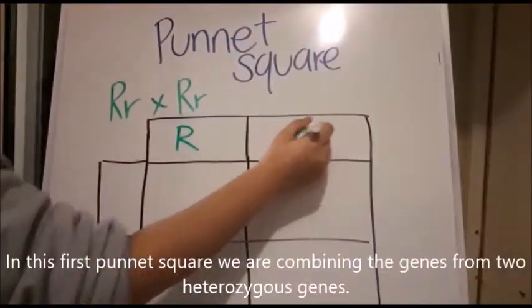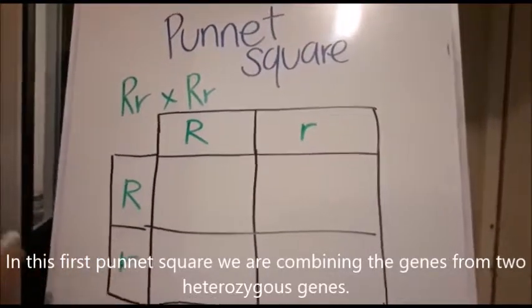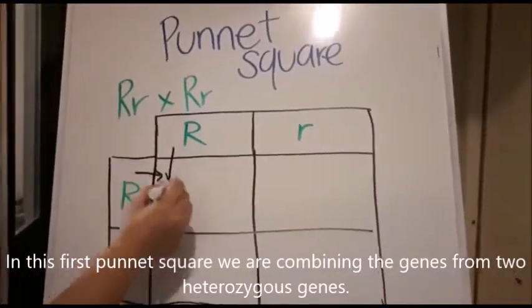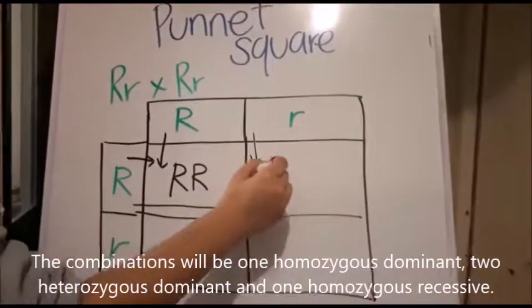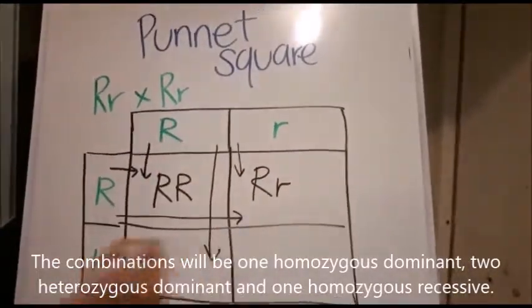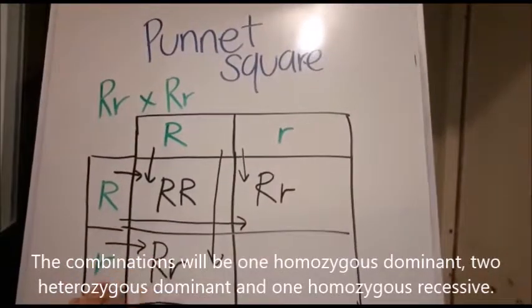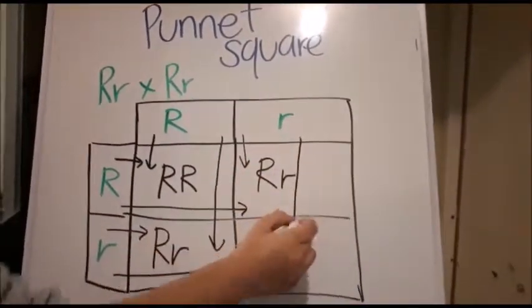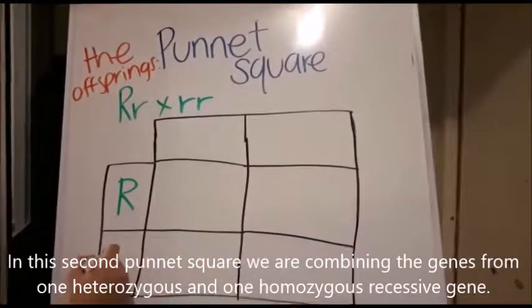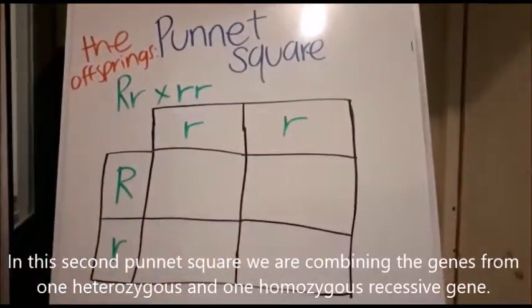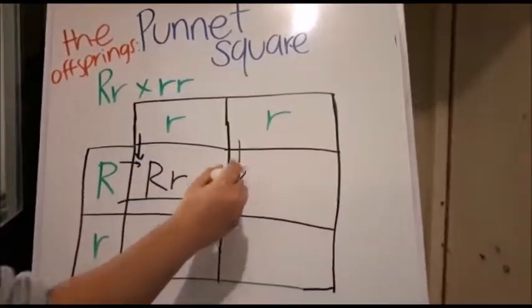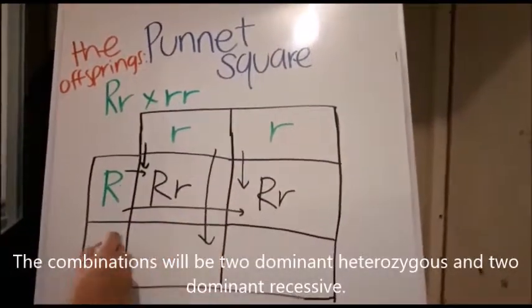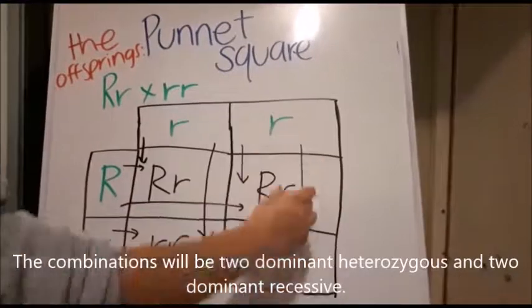In this first Punnett square, we are combining the genes from two heterozygous genes. The combinations will be 1 homozygous dominant, 2 heterozygous dominant, and 1 homozygous recessive. In this second Punnett square, we are combining the genes from 1 heterozygous and 1 homozygous recessive gene. The combinations will be 2 dominant heterozygous and 2 homozygous recessive.